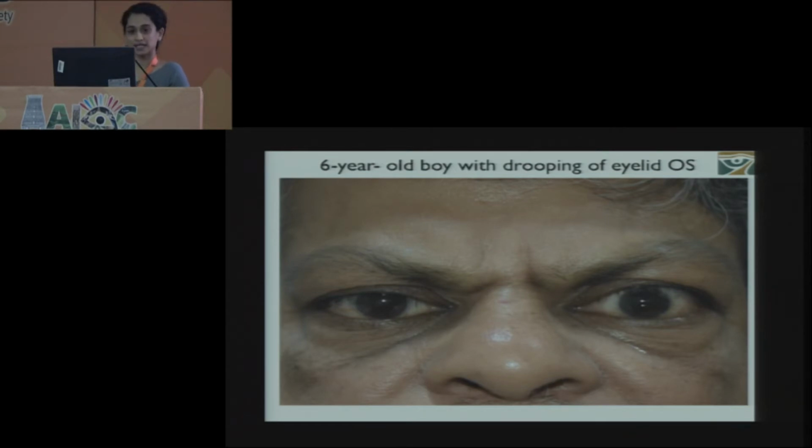Going to the next case, an exam case. Proptosis. We're finished with ptosis. If you have any doubt, you can ask me later.